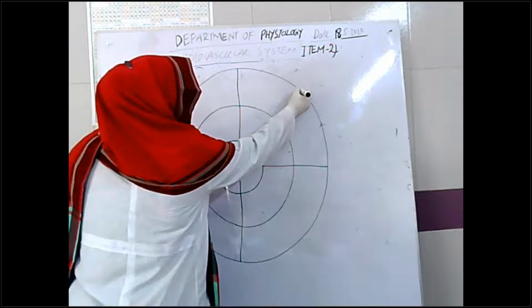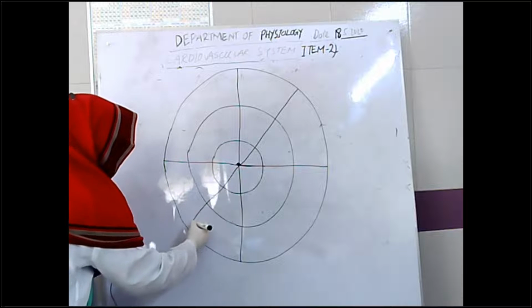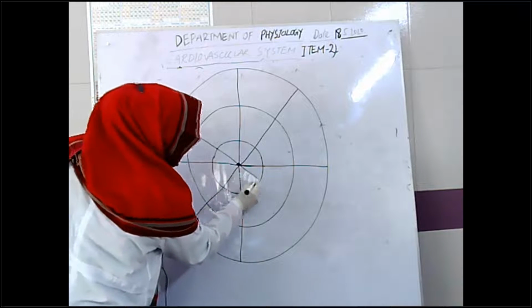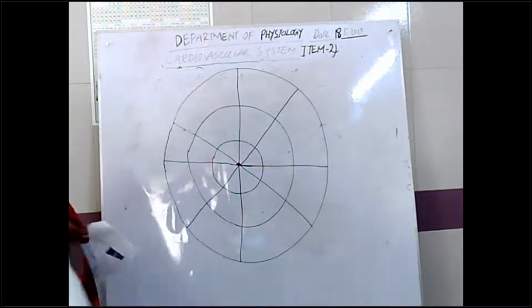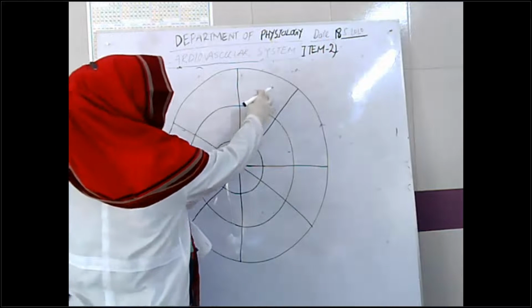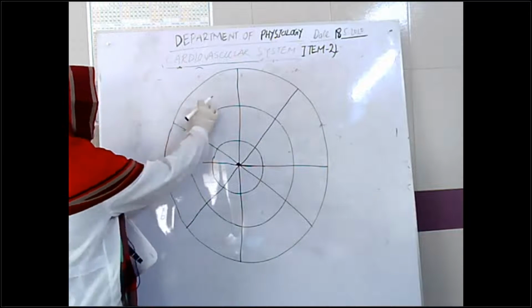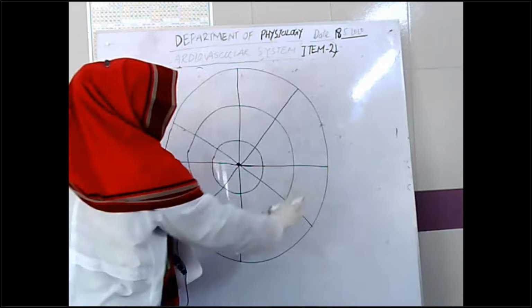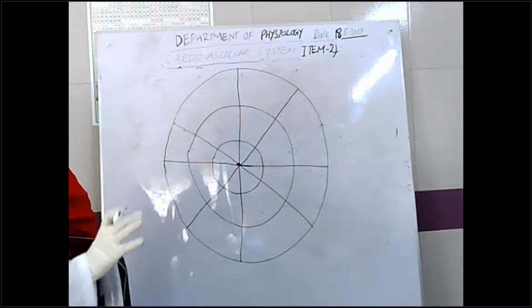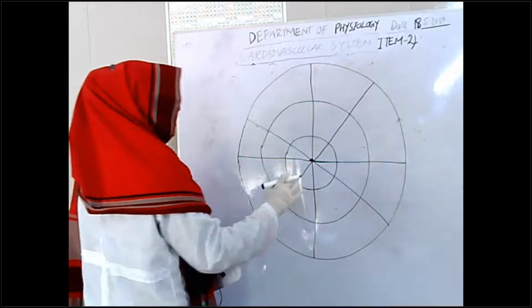Then draw a cross line through the midpoint of the first circle. Then again draw another cross line from the midpoint. See, the compartment is divided into 8 areas: 1, 2, 3, 4, 5, 6, 7, 8. That is, we want to divide this circle into 8 sections, that is 0.8 second, because the cardiac cycle time is 0.8 second.